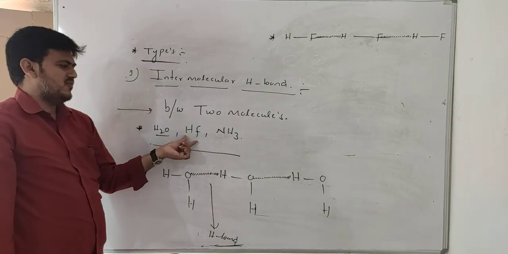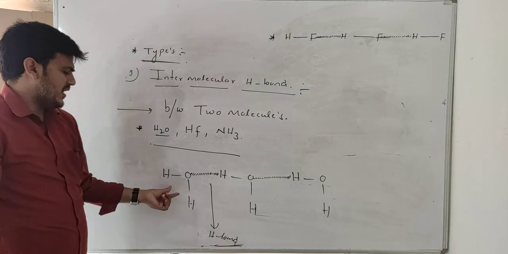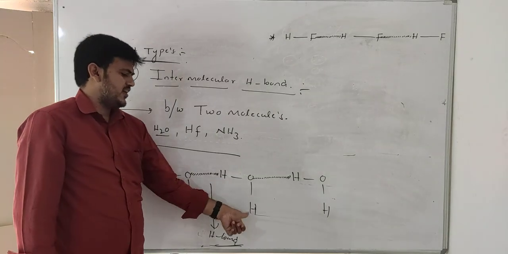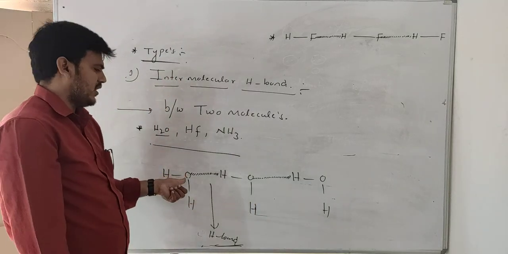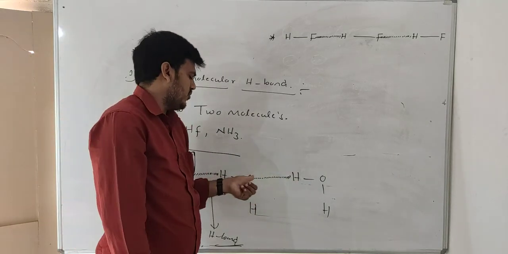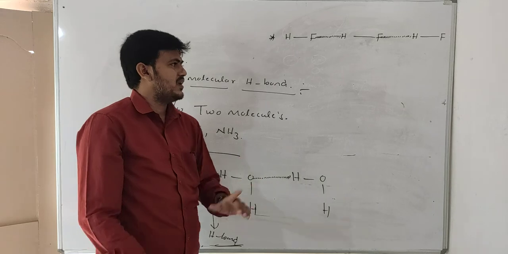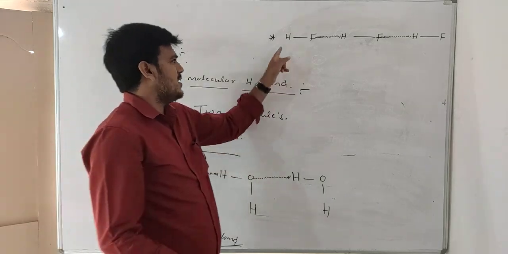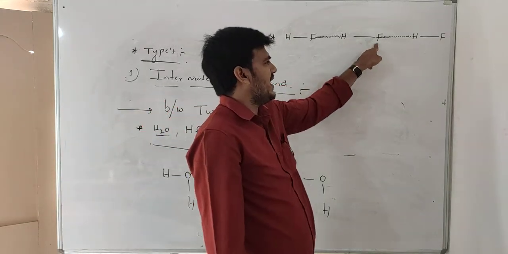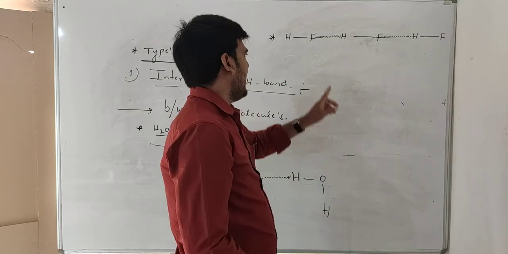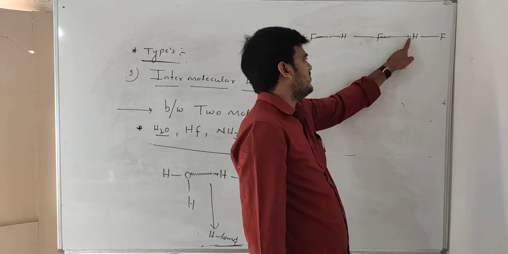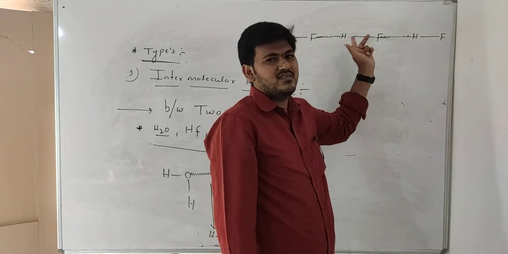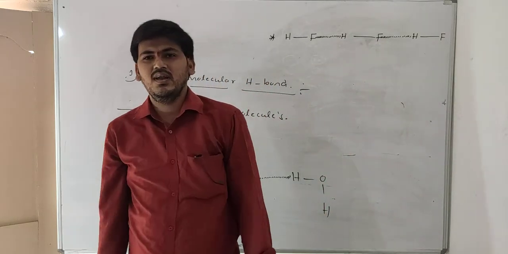Examples: water, hydrogen fluoride, ammonia. Water, formula H2O, same H2O: the hydrogen atom and the more electronegative atom, so this is an intermolecular hydrogen bond. And the second example, hydrogen fluoride: the hydrogen atom and the more electronegative atom, fluorine. So this is an intermolecular hydrogen bond.